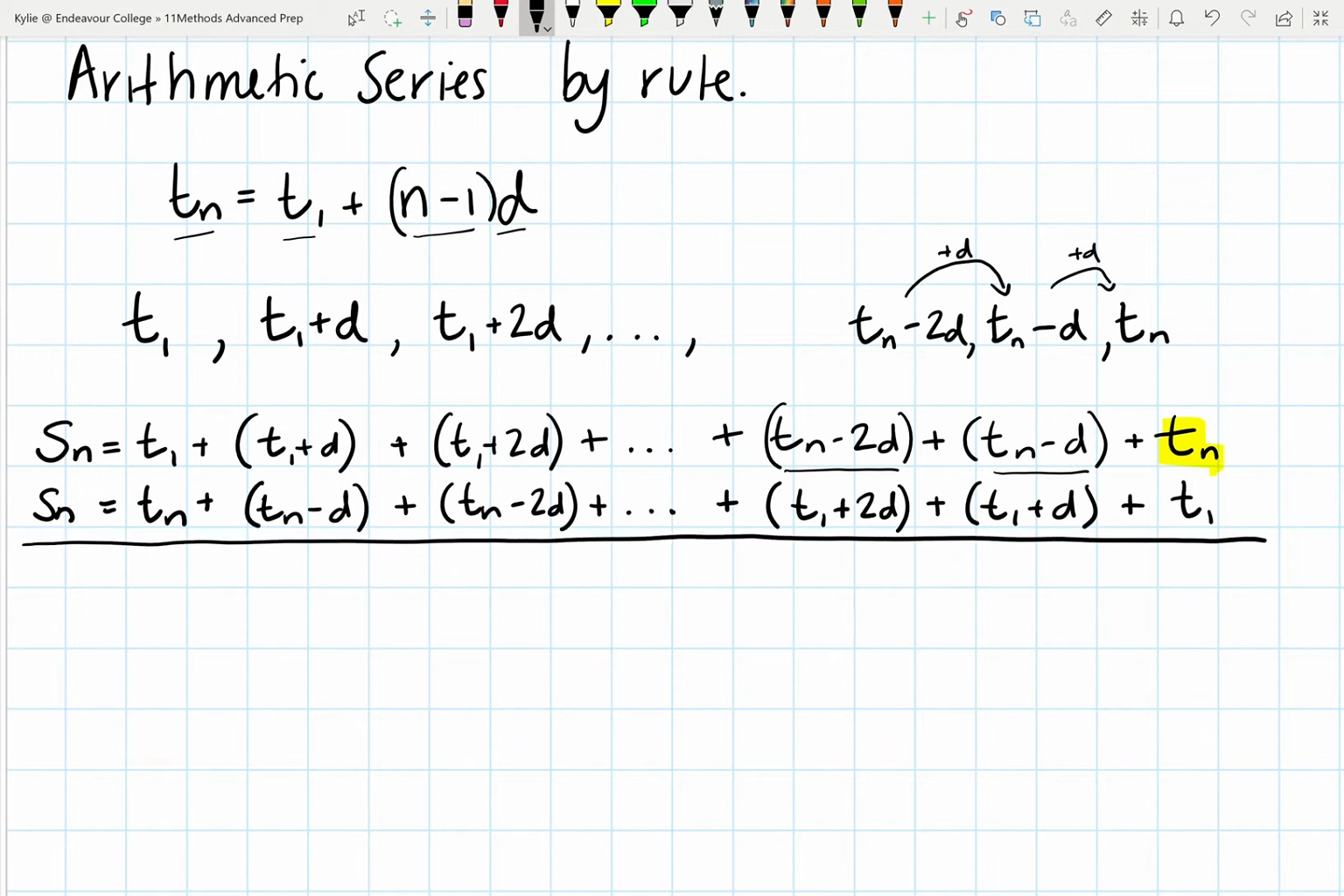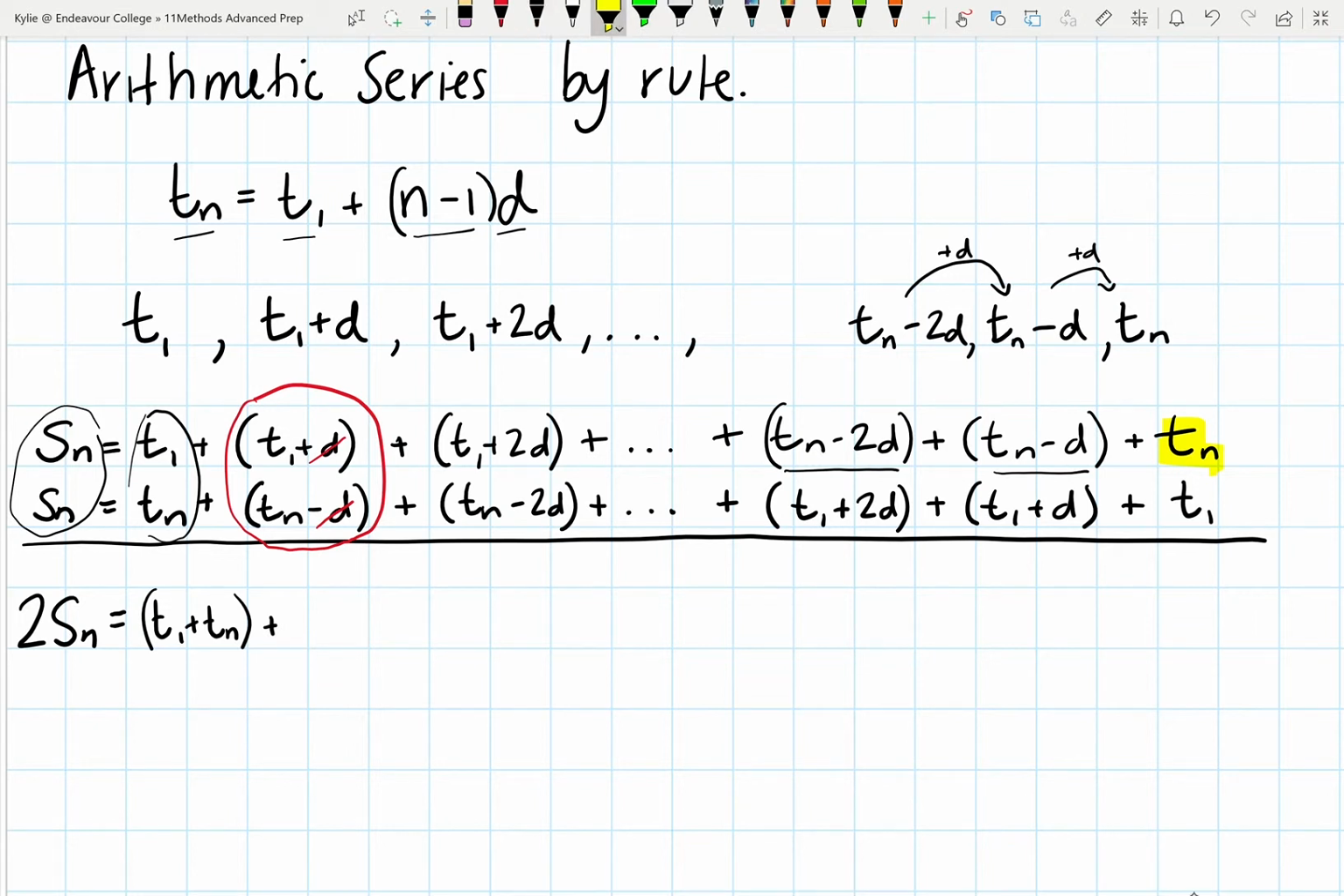Imagine this to be a giant big sum and we add them together. Over on the left-hand side of the equals, we've got 2 lots of this Sn thing. So we're just going to write 2 lots of Sn. Then here we've got, if we add vertically in our corresponding pairs, T1 plus Tn. I'm just going to pop those in a bracket. If we consider this pair of terms, we've got T1 plus d plus Tn minus d. The plus d and the minus d cancel each other out, and we're left with another lot of T1 plus Tn.